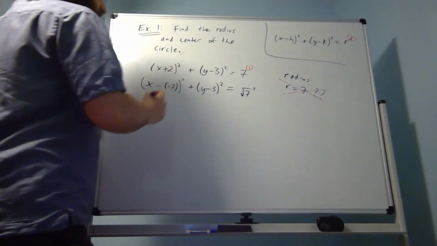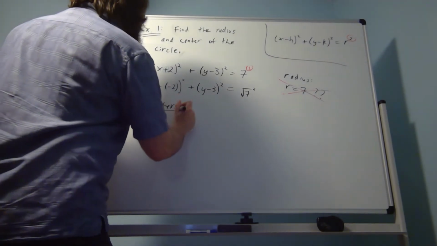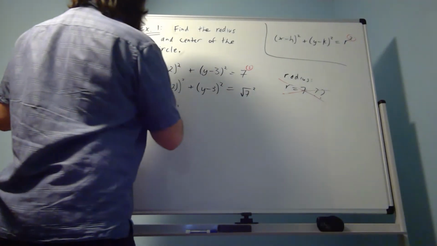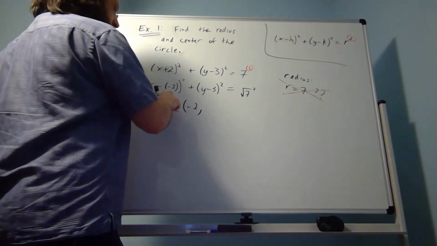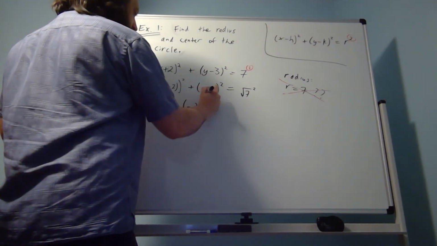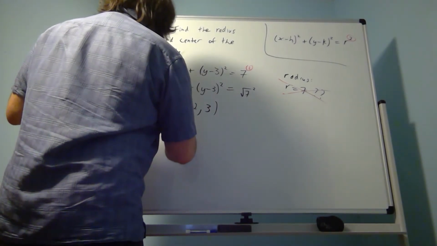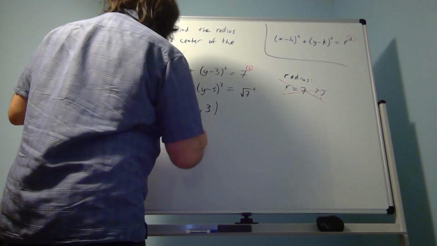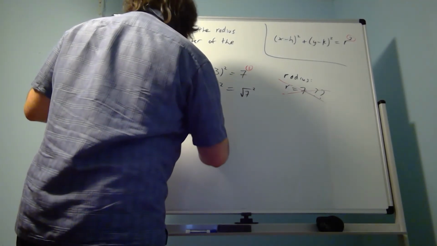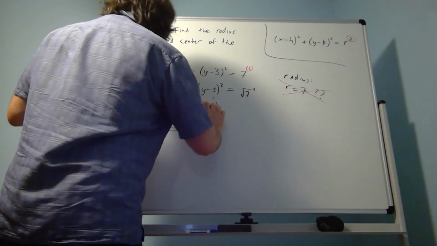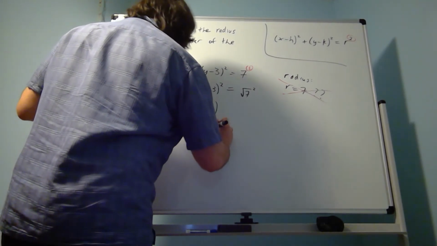So now the center is what? We can actually give the correct answer now. X minus, well, here I've written it as -2 is h, y minus +3. The radius is the square root of 7.